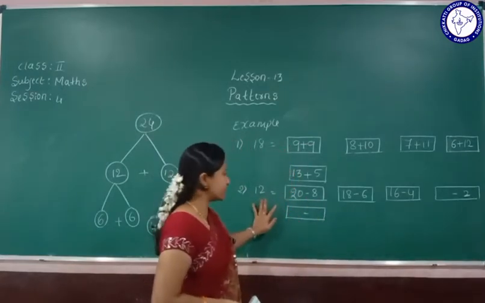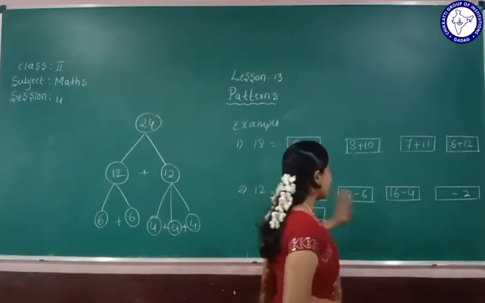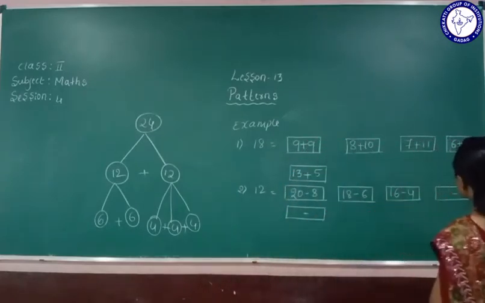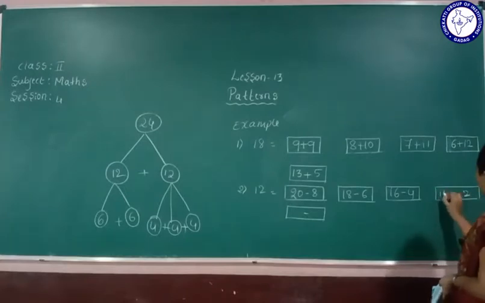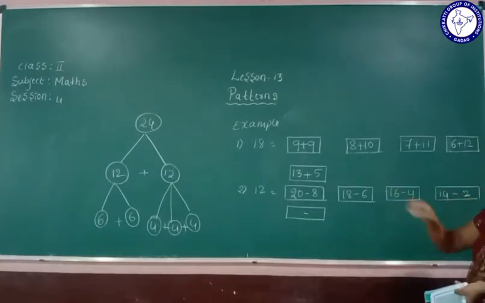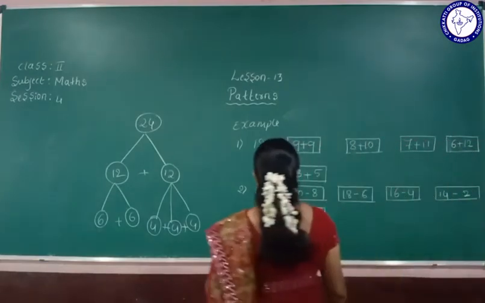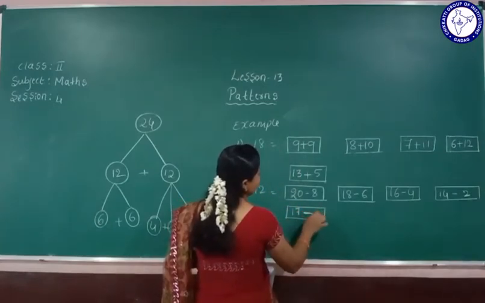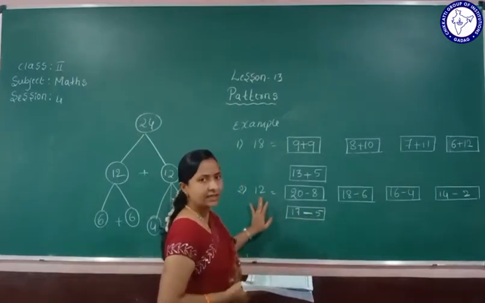12. Yeah, we subtracted now here. 20 minus 8 is 12. 18 minus 6 is also 12. 16 minus 4 is 12. And in the same way here, how much do we subtract from 2 to get the answer 12? Yes, how much will we subtract here? 14 minus 2, we get the answer 12. Understood? In the same way, another one they have given here. So 17 minus, how much do we subtract here? 5. Yes, 17 minus 5, we get the answer 12.